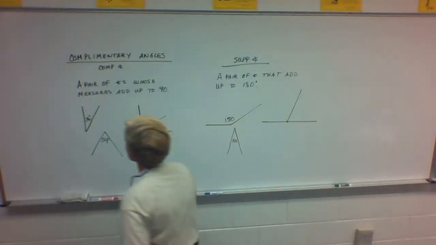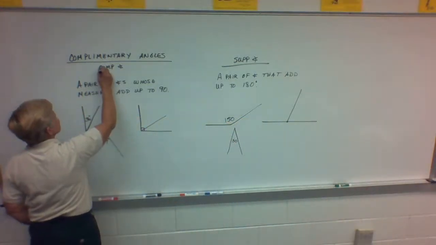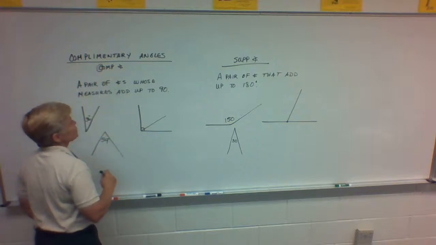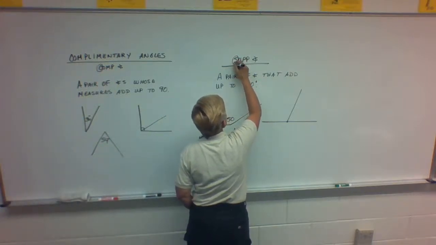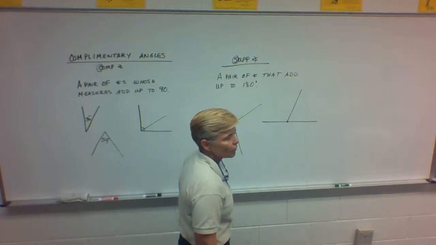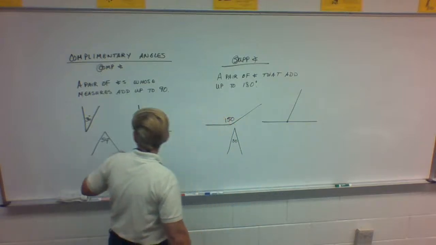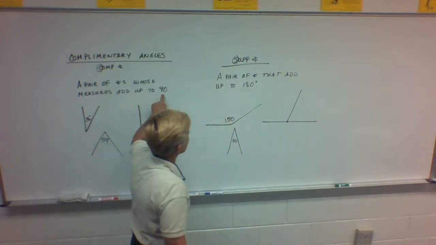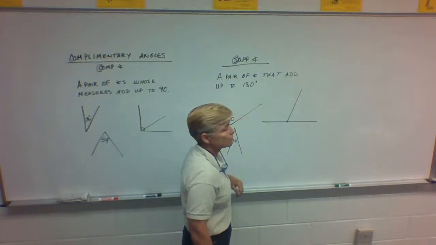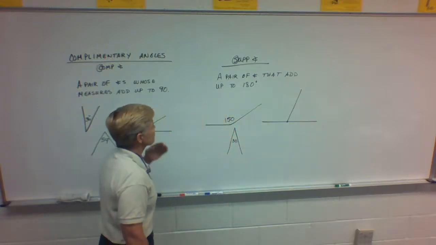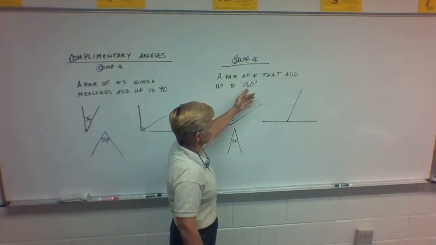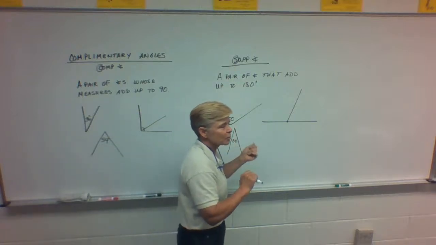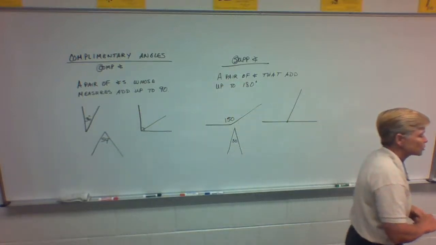Remember which one's which. C. The letter C comes before the letter S in the alphabet, right? Way before. Well, guess what? 90 comes before 180 when you're counting. The first letter goes with the first number. The second letter goes with the second number. So that's why you can remember complementary and supplementary and what they do. Complementary goes with 90.